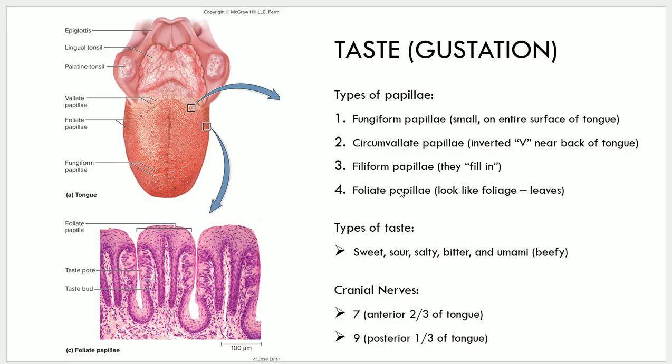Types of taste that we have are sweet, sour, salty, bitter, and umami. Umami is that beefy taste. Notice that spicy is not on here. Spicy is actually a pain receptor, not a taste bud.